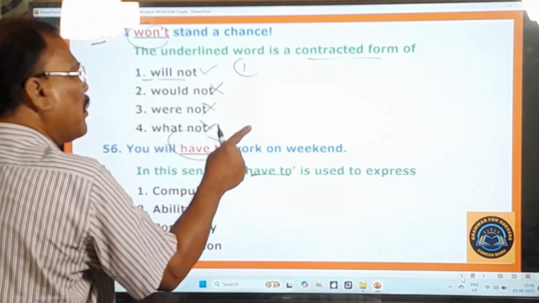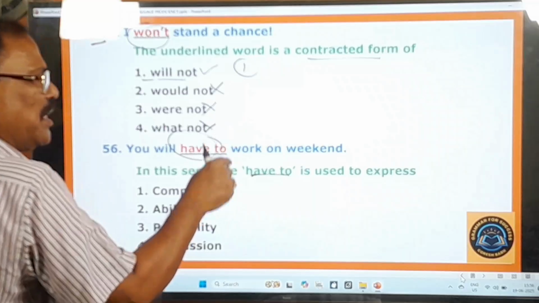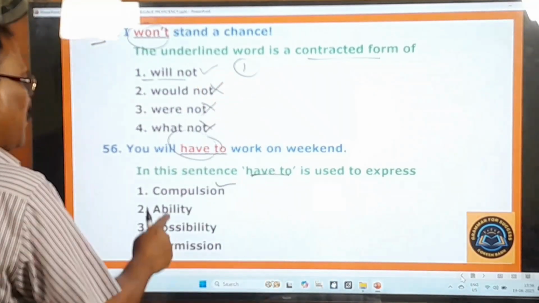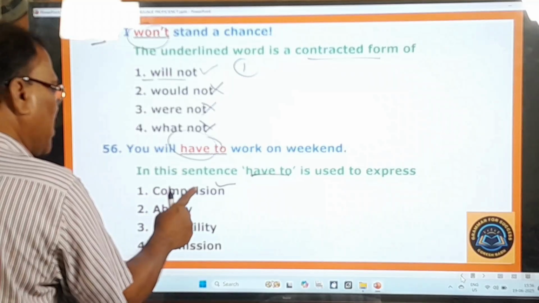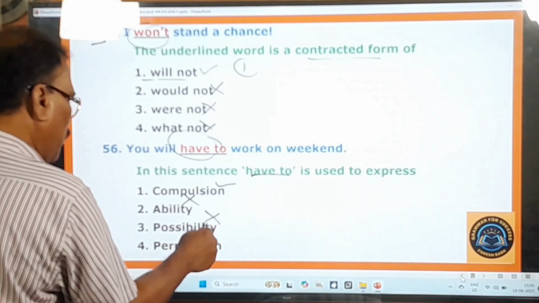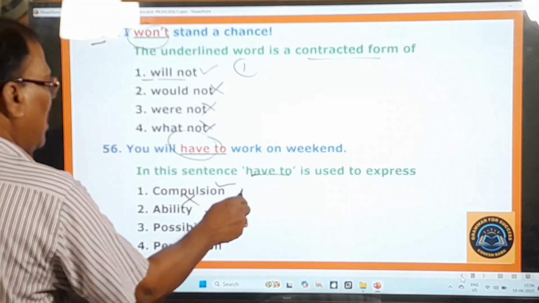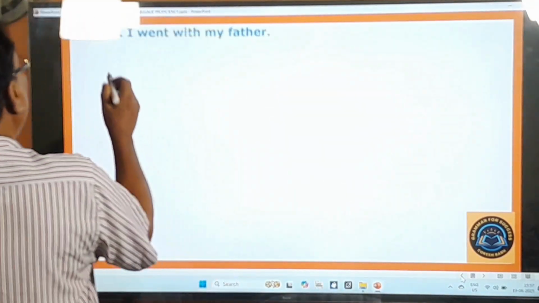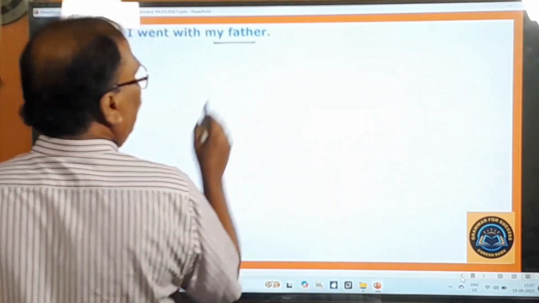You will have to work on weekend. That means it is a must on your part to work on weekends. So that's why "have to" is indicating compulsion, not ability, not possibility, not permission. So first one is your answer. Now you move on to other questions. 57th question: "I went with my father."